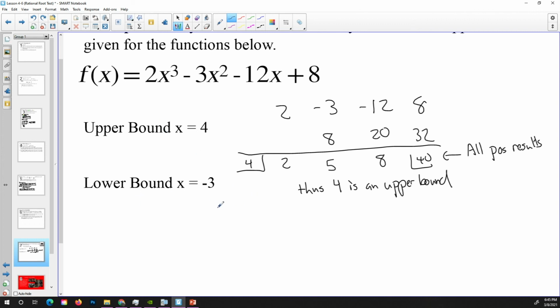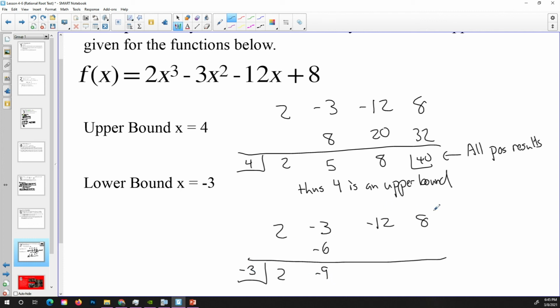All right, lower bound, negative 3. So let's do the same thing. 2, negative 3, negative 12, and 8. And so we're going to plug in negative 3 here. I bring down my 2. 2 times negative 3 is negative 6. Negative 6 and negative 3 is negative 9. Negative 9 times negative 3 is going to be positive 18. 18 and negative 12 is going to be positive 6. And then 6 times negative 3 is negative 18. And I will get negative 10 there.